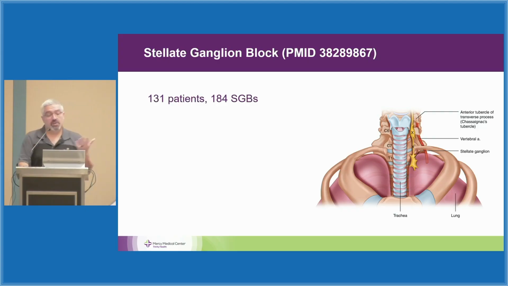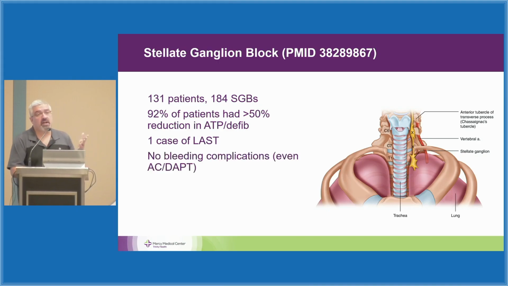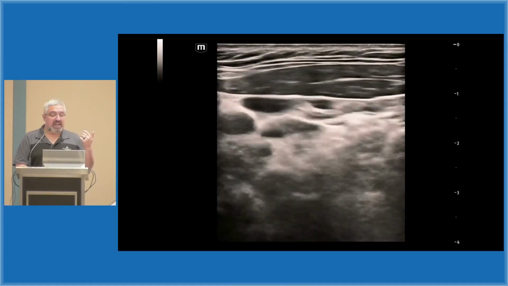So this trial is 131 patients that received 184 different blocks. 92% of the patients had a greater than 50% reduction in anti-tachycardia pacing and/or defibrillation. Some of the patients already had internal devices. Some of them were on external defibrillators. There was only one case of local anesthetic systemic toxicity, and I'll show you in just a second why that probably happened. And there were no bleeding complications even in patients that were on anticoagulation or dual antiplatelet therapy.